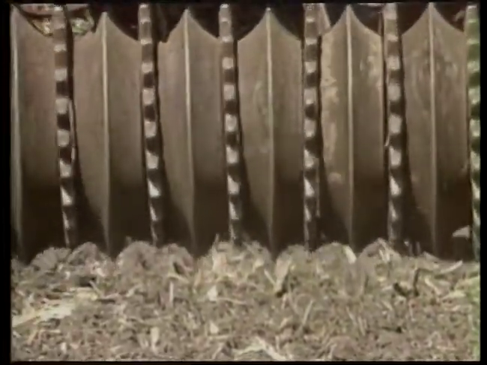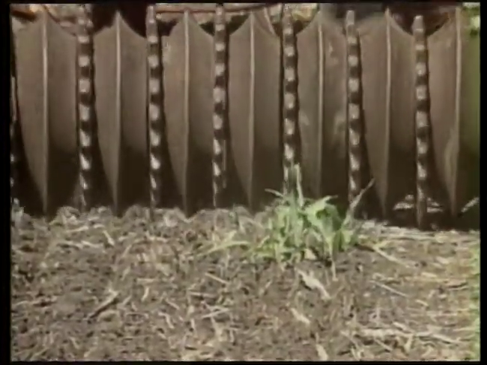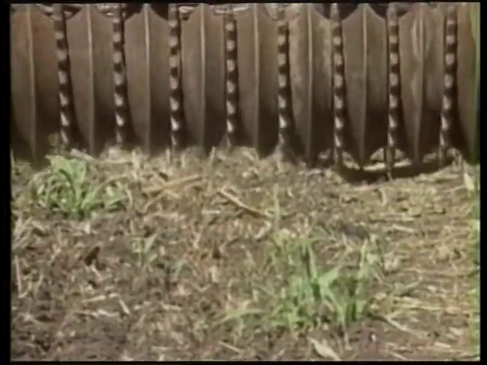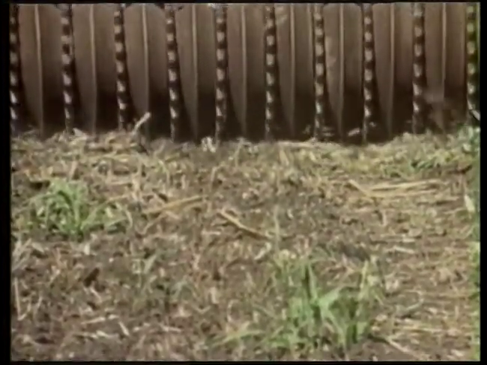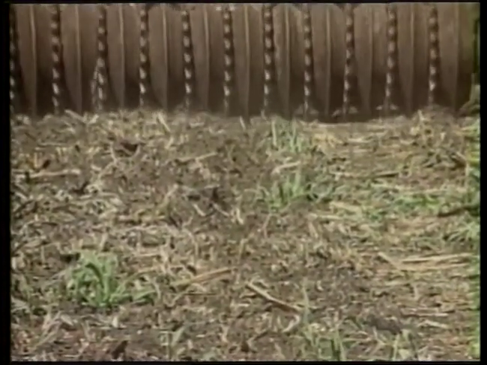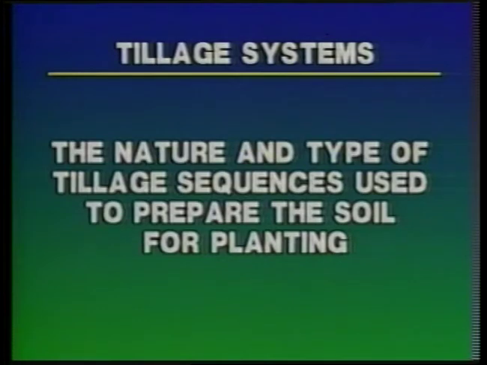There is some risk of compacting soils using a roller packer, particularly in soils that can be easily compacted, or if the roller packer is used just before an intense beating rainfall. This may result in a soil crust developing at the soil surface, which can hinder the emergence of germinated seedlings. Another important part of tillage vocabulary is the terminology used to describe general types of tillage systems. Tillage systems is a term that refers to the nature and type of tillage sequences one may use to prepare the soil for planting.